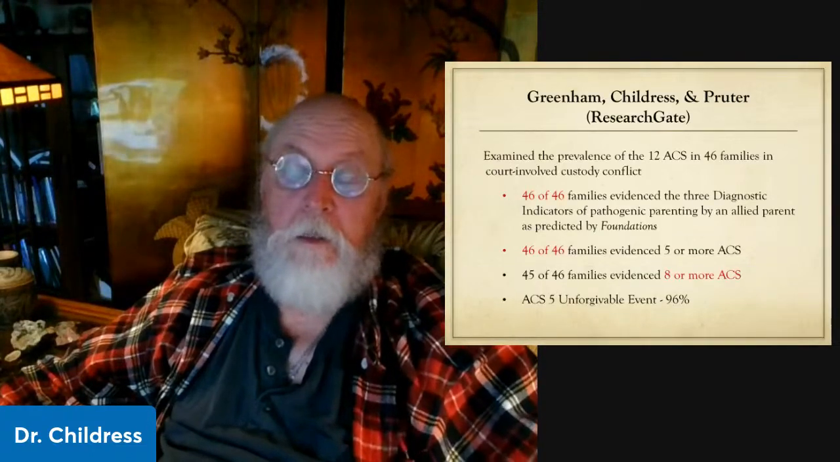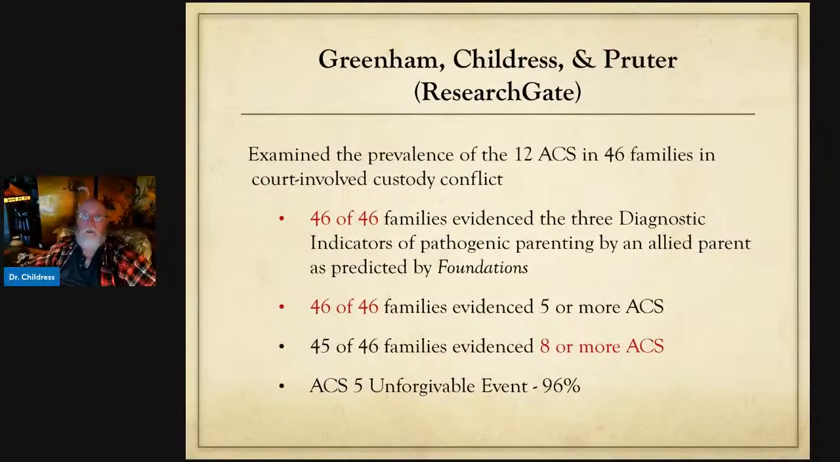And in the research, the 46 Greenham Children's Pruder up on ResearchGate, 46 of the 46 families involved in court involved custody conflict had the three diagnostic indicators of the pathogenic parenting that I describe in Foundations. 46 of the 46 families also had five or more of the associated clinical signs, with all but one having eight or more of the associated clinical signs. So everything I talk about and describe in Foundations and relative to this pathology is 100% true and correct.